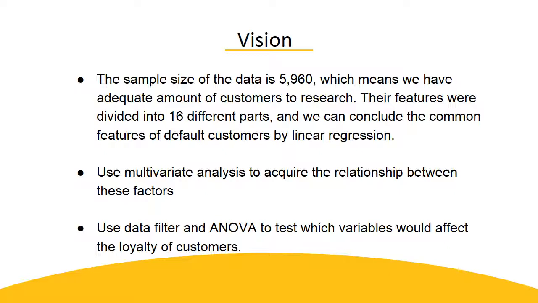The sample size of the data is 5,960, which means we have an adequate number of customers to research. And their features are divided into 16 different parts, so we can conclude the common features of those default customers by linear regression. We also use multivariate analysis to acquire the relationship between these factors. And we use data filter and ANOVA to test which variables would affect the loyalty of customers.